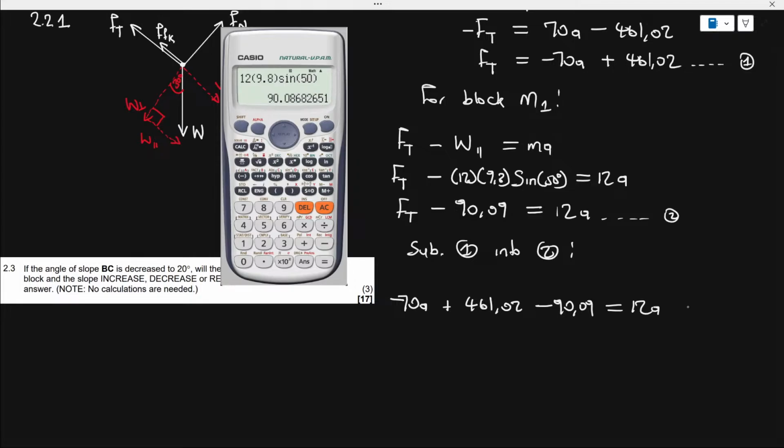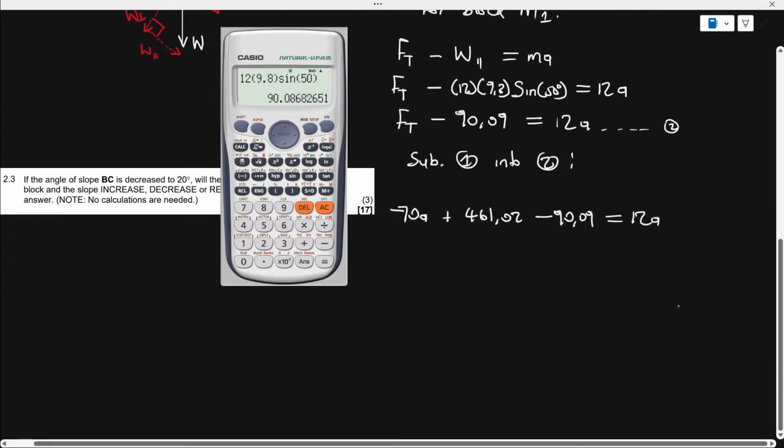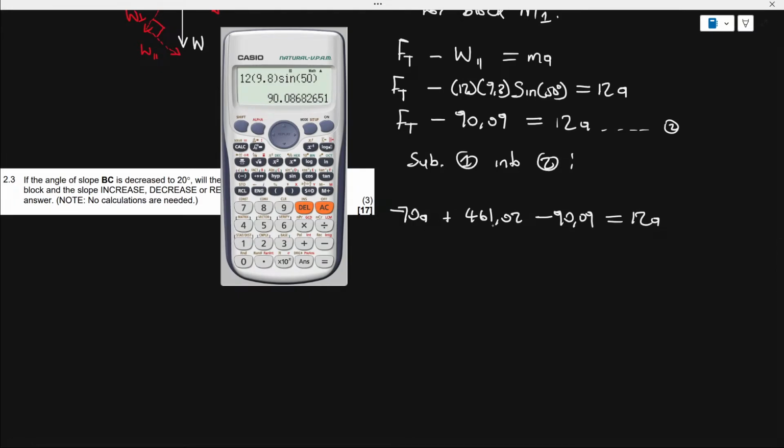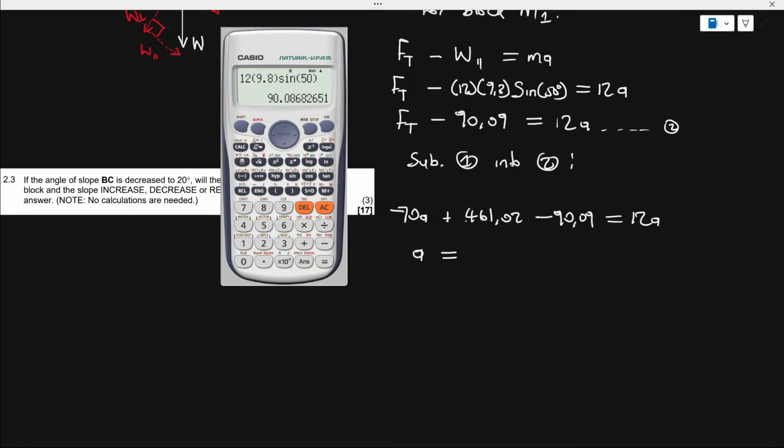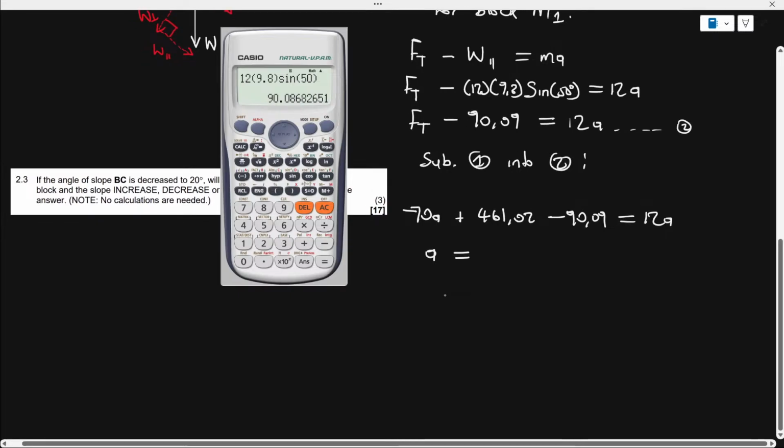I hope I'm not making any mistake. So from here on, you can then just simplify this equation by adding up the like terms and then solve for the acceleration straight away. And so I'll just leave the problem here for you to complete it. You can continue from here.